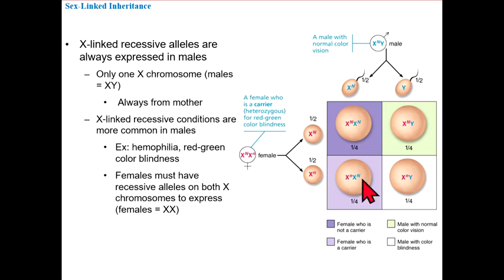So this means more than half, 3 out of 4, 75% would have normal color vision, but 25% are colorblind, and that will always be the male in this case based on our Punnett square. The only way a female could become colorblind is if they receive the small n from both parents, which is not the case here because this male has normal color vision. So a good summary is right here. Females must have recessive alleles on both X chromosomes to express.